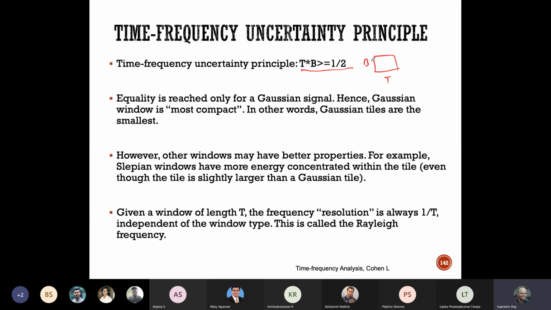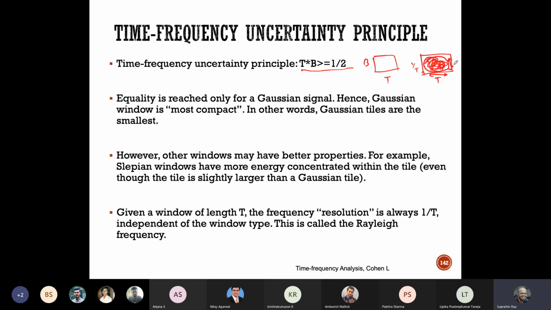Again, if you are thinking of this from a tile point of view, with T and B, the area is half. But note that this is not the actual tile that we talked about in previous classes, where this was T and this was 1 by T. This is actually the density, how the energy is spread inside the tile. And it's a standard deviation in the time and frequency domain. So it actually means something slightly different.